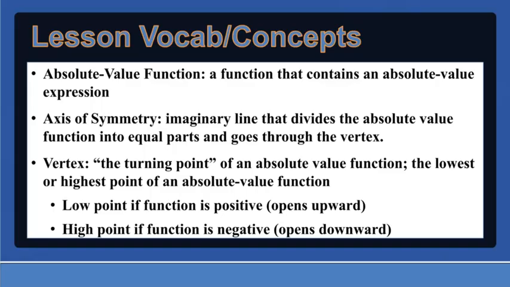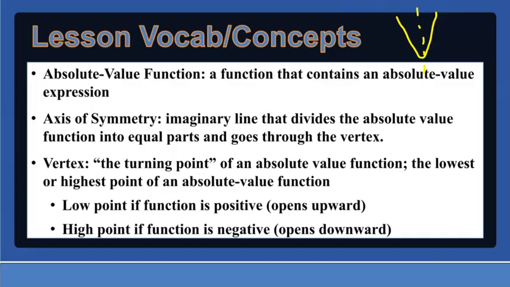An axis of symmetry is an imaginary line that divides the absolute value function into equal parts and goes through the vertex. So if I have the graph, it's going to look like this. The axis of symmetry is going to be like this dashed vertical line that cuts the graph in half.